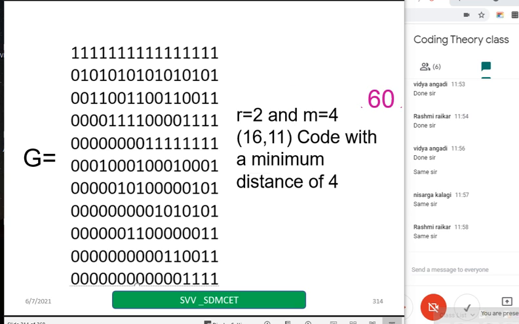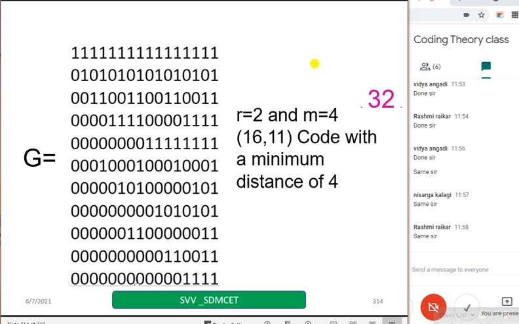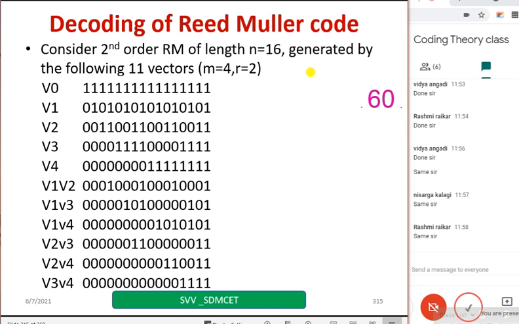Now decoding of a Reed Muller code. Again we are taking the same example, whatever values you have taken: n equal to 16, m equal to 4 and r equal to 2, all these things you have written so far. Take a heading, decoding of a Reed Muller code. For decoding we use the G matrix. So let us consider the same G matrix that we have discussed so far. We are taking an example of how to decode.